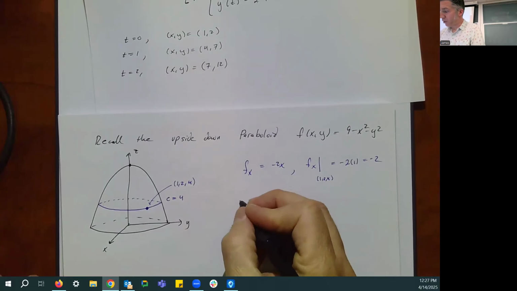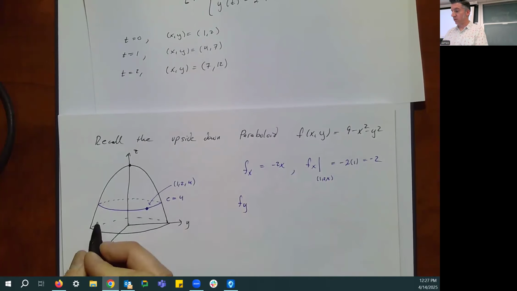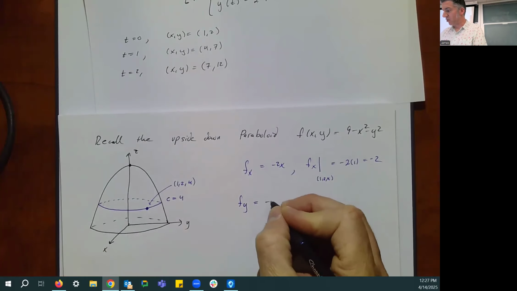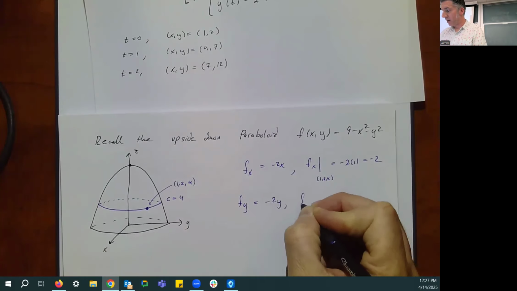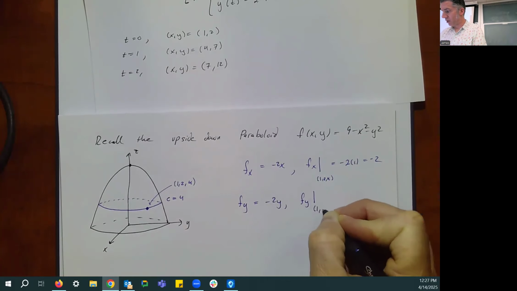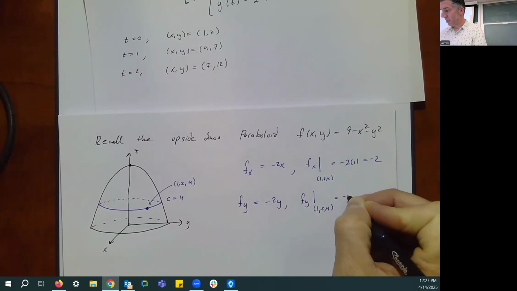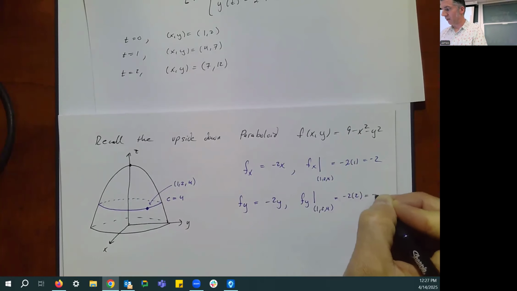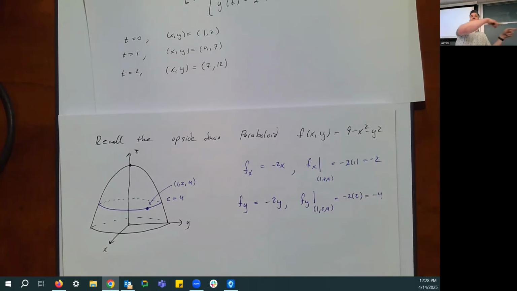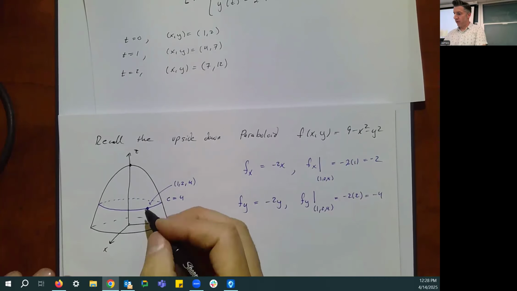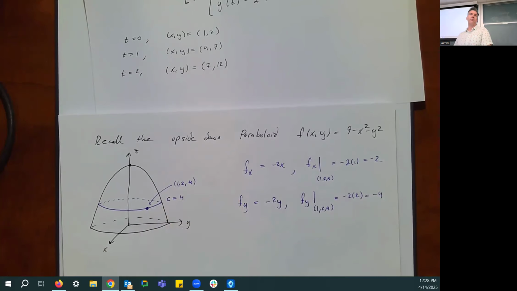Or if I move purely in the y direction, which is to the right, the partial derivative is negative 2y. If we plug in the same point, (1, 2, 4), we get negative 2 times 2, which is negative 4. So if you move to the right, from your perspective, we go down at a steeper rate. It's steeper to move that way than it is to move towards you.